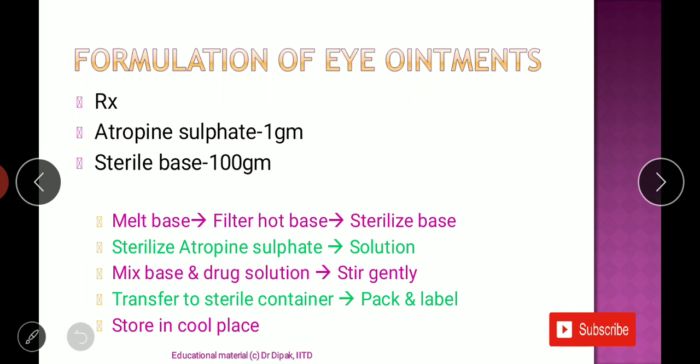To prepare that, we have to melt the base and filter it so as to sterilize the base. Then we have to add sterile atropine to this sterile base. Then we have to mix it with the drug and stir gently for uniform mixing. Then we have to aseptically transfer the preparation into a sterile container and then pack and label. The preparation can be stored in a cool place.